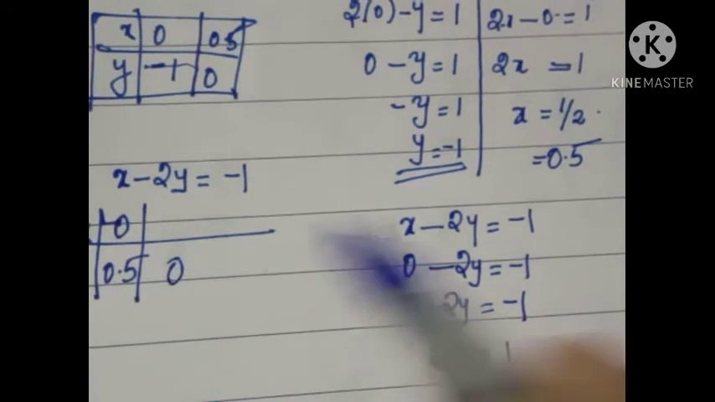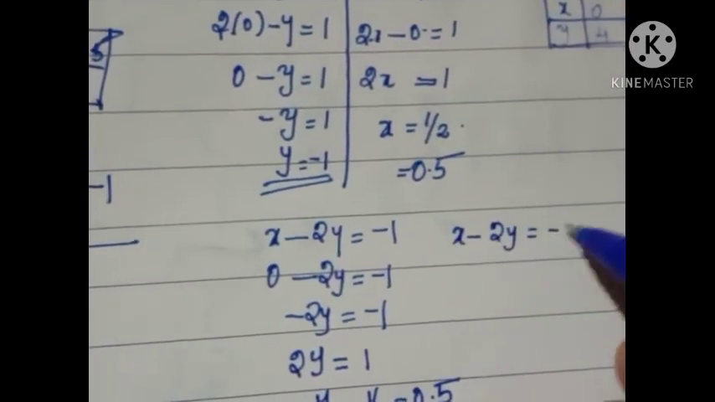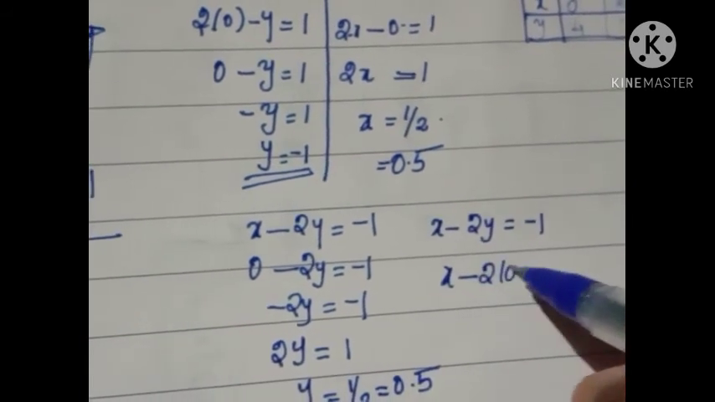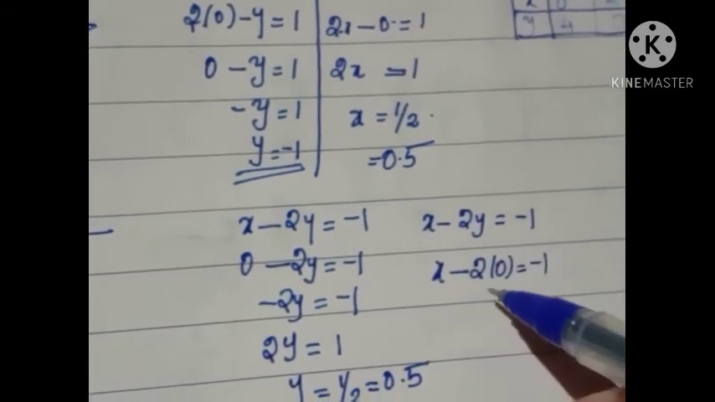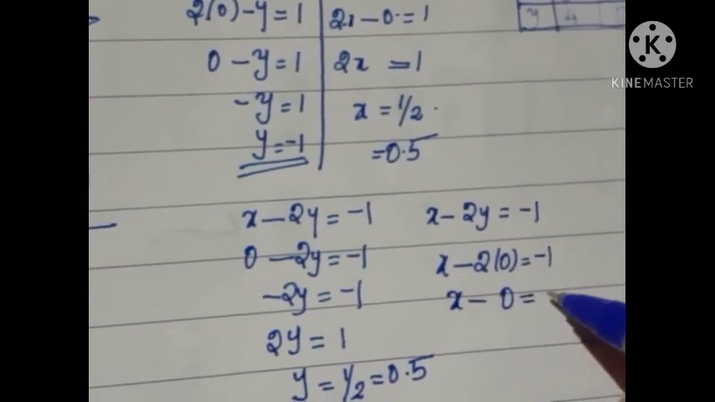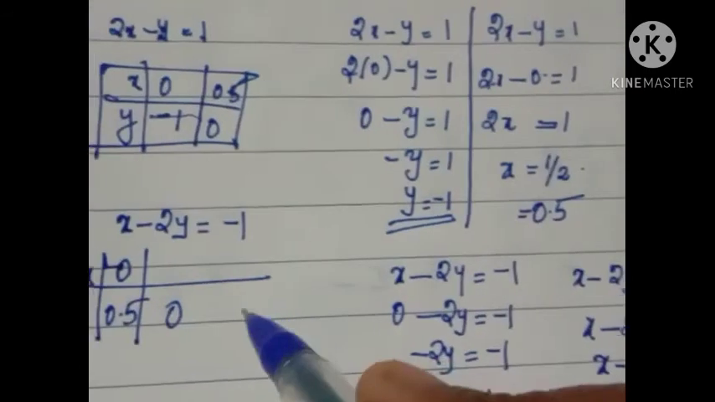Now what about y equal to 0? So in the equation put y equal to 0. So x minus 2 into 0 equal to minus 1. 2 into 0 is 0. x minus 0 is equal to minus 1, or x equal to minus 1.